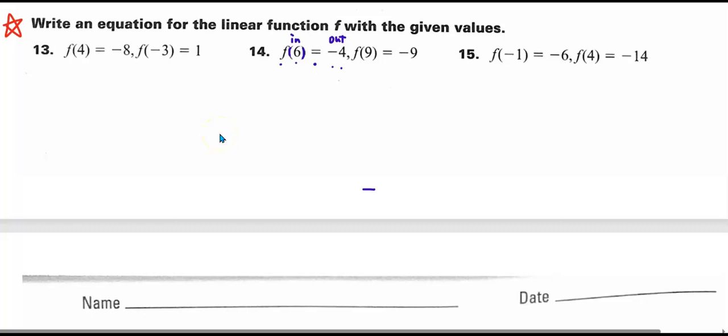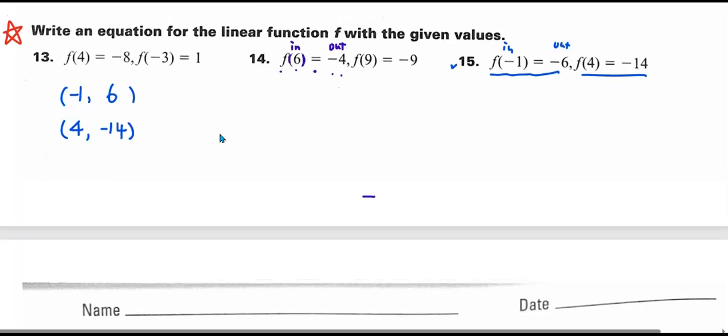Now I'm really going to do homework with you. This is your homework, okay? So I'm going to write down the first one as a point. Remember, this is the input, that's the x, this is the output, that's the y. So you do x and y. Then you do it for the second one. You do x and y. Oh, it's moving. Okay, all right.